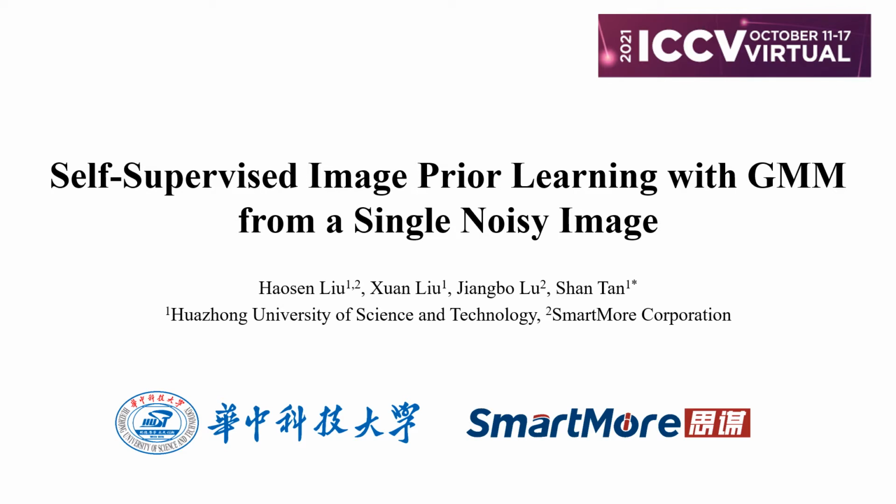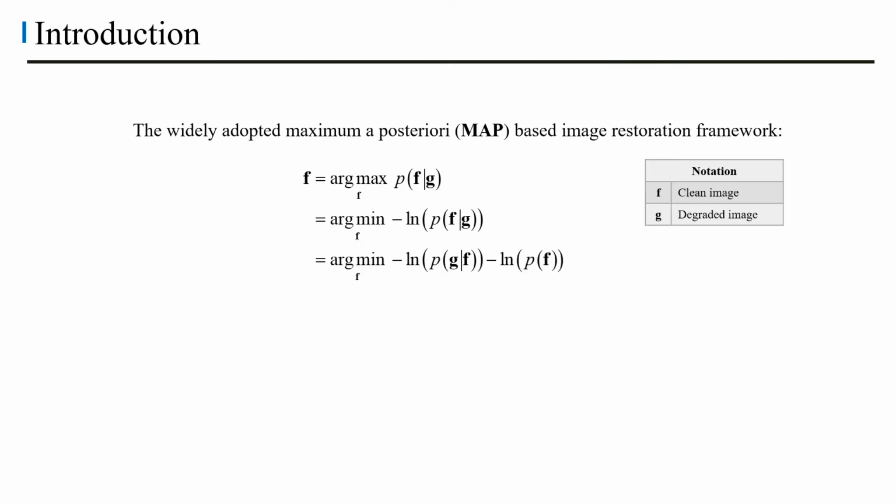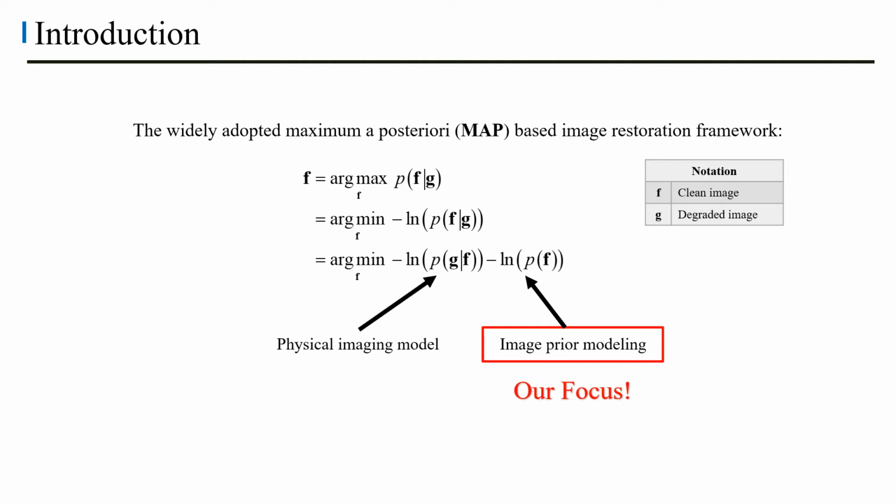It's my pleasure to introduce our work, Self-Supervised Image Prior Learning with GMM from a single noisy image. For image restoration tasks, the MAP-based framework is widely adopted. This framework consists of two terms. One is determined by the physical image model. The other is the image prior modeling, and this is the focus of our work.